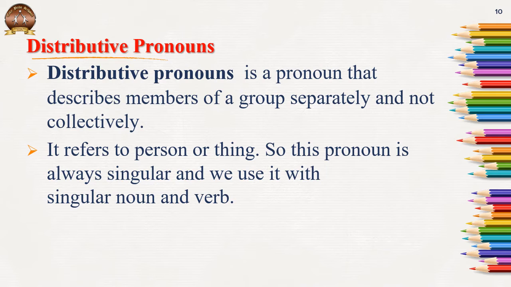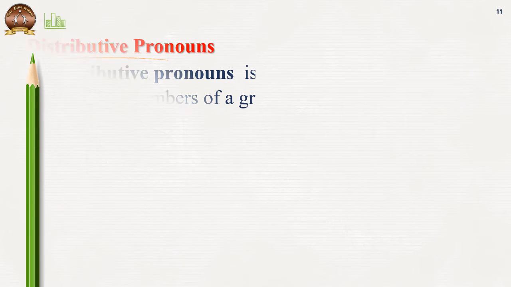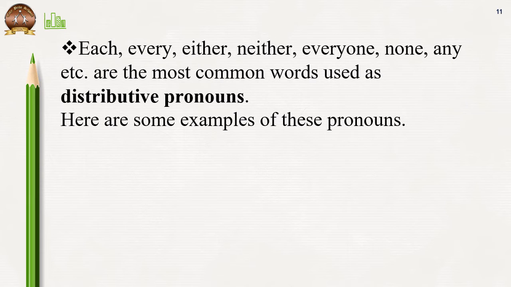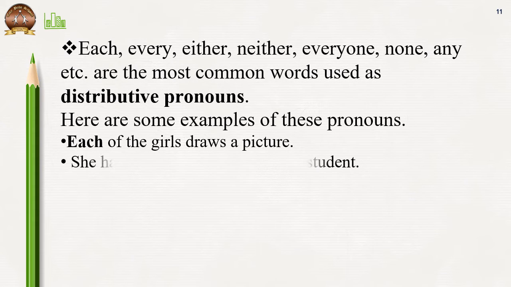So distributive is the next pronoun that we revise, and it describes a member of a group separately but not collectively. So it refers to one person or thing. So this pronoun is, because of that, always singular, and we use it with a singular noun and verb. That is the rule that you have to remember. And we use this pronoun to describe all members of the particular group, but we address them individually. Each, every, either, neither, everyone, none, any, etc. are the most used distributive pronouns. These are a few examples. Just go through them.